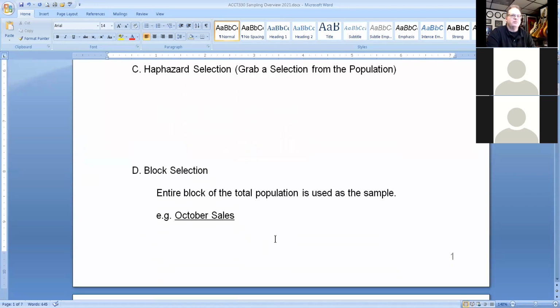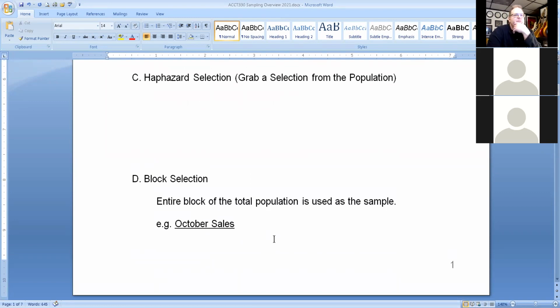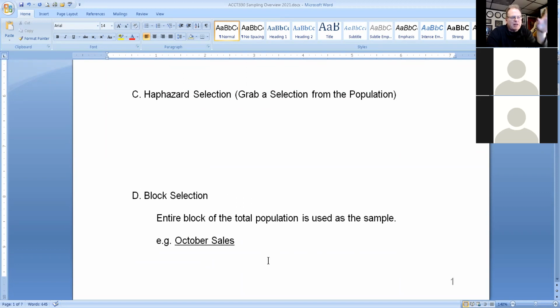Block selection, if it's not October, it's not going to get picked. So if there's a problem in December, there's zero chance of it being found. So block selection has that.